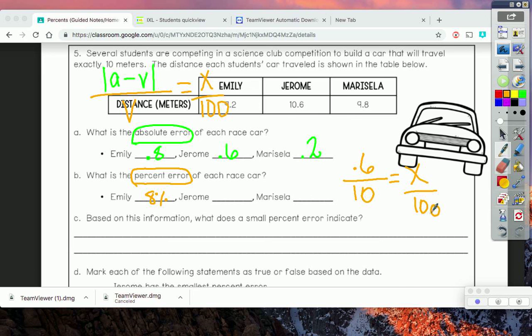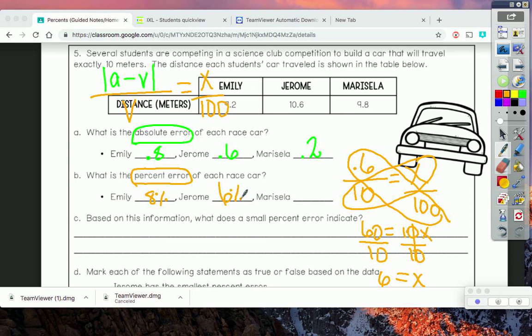Cross and multiply, we're going to do the same thing. 60 equals 10x. Divide by 10. X equals 6%.